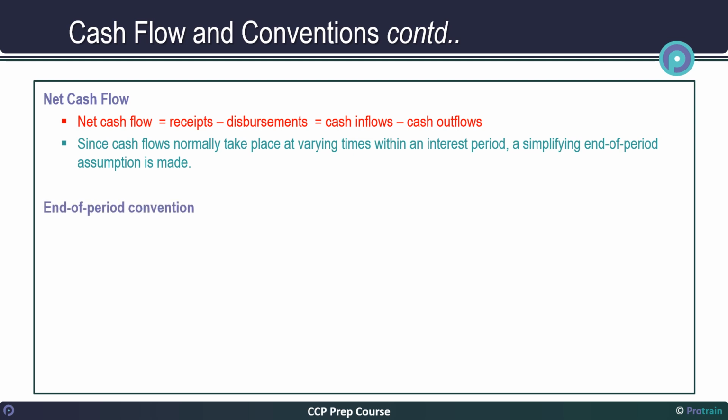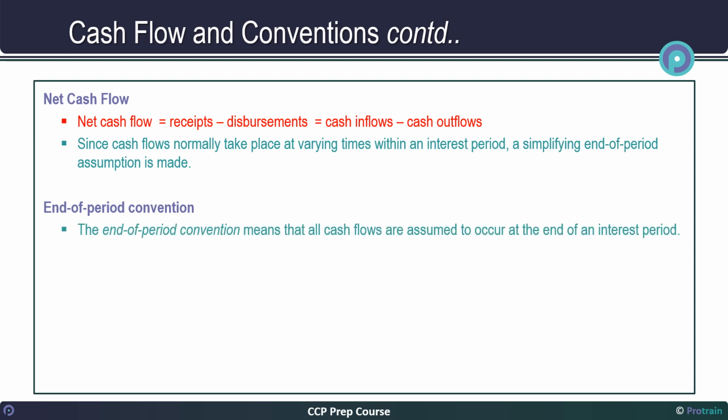Let us understand what is end-of-period convention. The end-of-period convention means that all cash flows are assumed to occur at the end of an interest period. When several receipts and disbursements occur within a given interest period, the net cash flow is assumed to occur at the end of the interest period. It is important to note that end of the period means end of interest period, not end of calendar year.